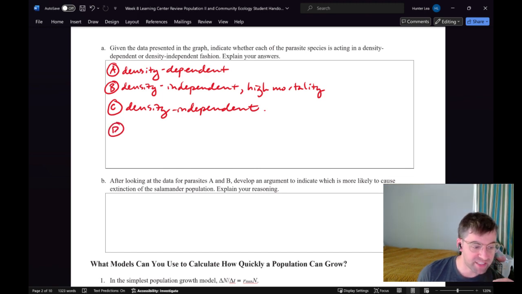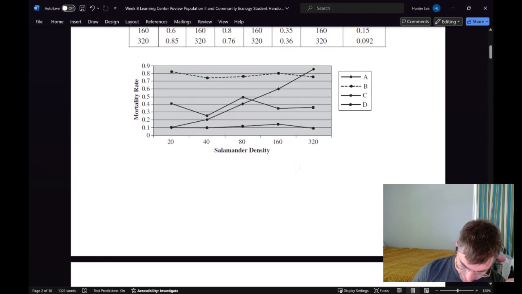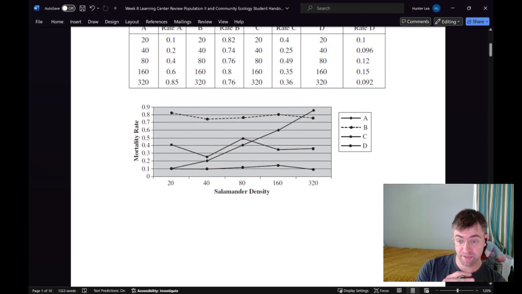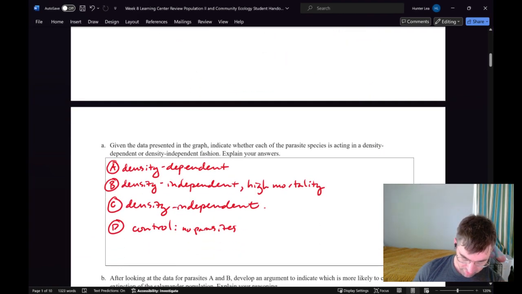And line D was our control, so no parasites. This line is important because if we saw a sudden increase in mortality at a certain population density with no parasites present, that tells us that there's some other factor that could be interfering with our data. We want to make sure that there's nothing else impacting these populations on a density dependent basis until we've added those parasites. So this is really good experimental design. You need your negative control.